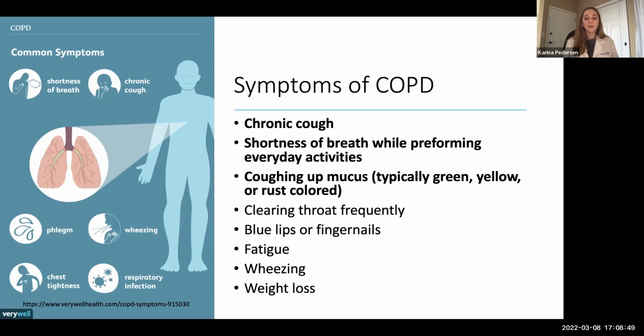Other ones are frequent clearing of your throat, a bluish tint to your lips or your fingernails, feeling easily fatigued, or wheezing when doing everyday activities or on exercise and that's not normal for you, or experiencing weight loss kind of rapidly. All of those symptoms, I would say, are reason to go see your physician and ask whether those are symptoms that are normal.